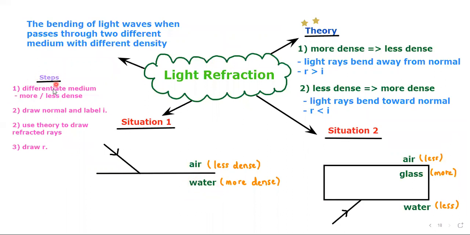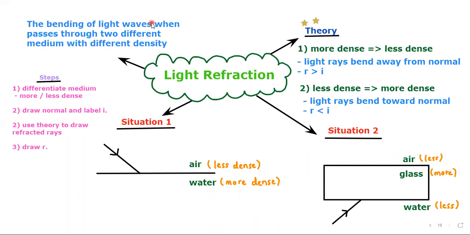First step, you need to differentiate which mediums are more dense or less dense. So let's see, air and water. Of course, we know that the air is less dense as compared to the water, which is more dense, right? So now we are going to follow the second method, which is to draw the normal and label the I.